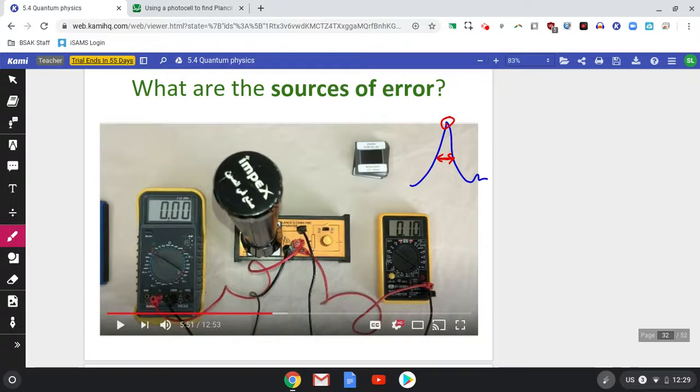So there you have it. There are my thoughts on the biggest sources of error. I think without question there's quite a sizable systematic error in the values of stopping potential.